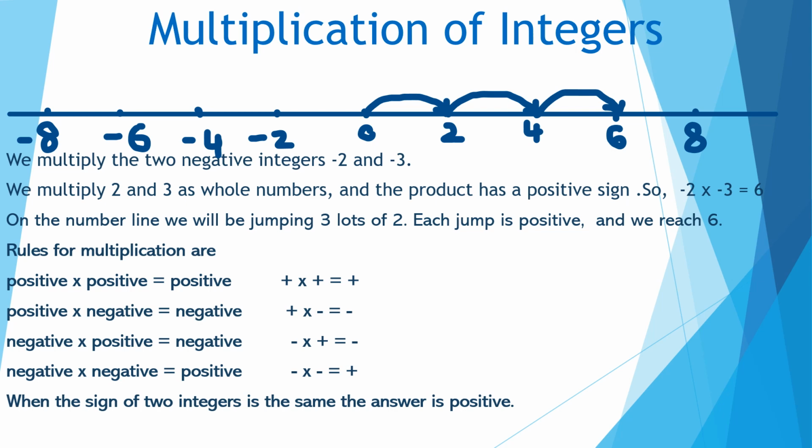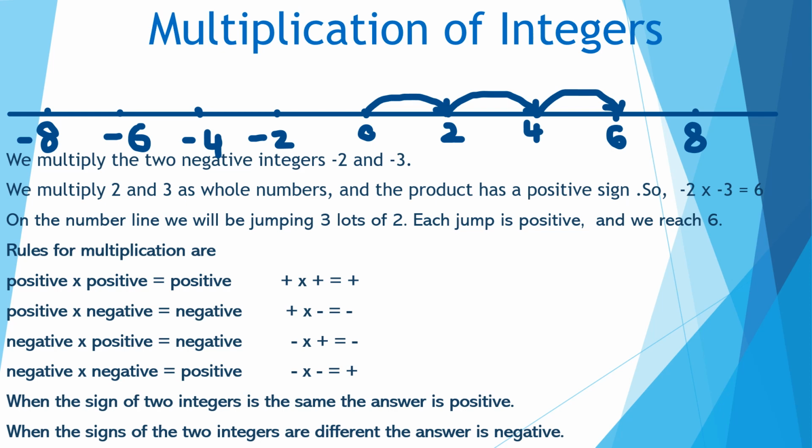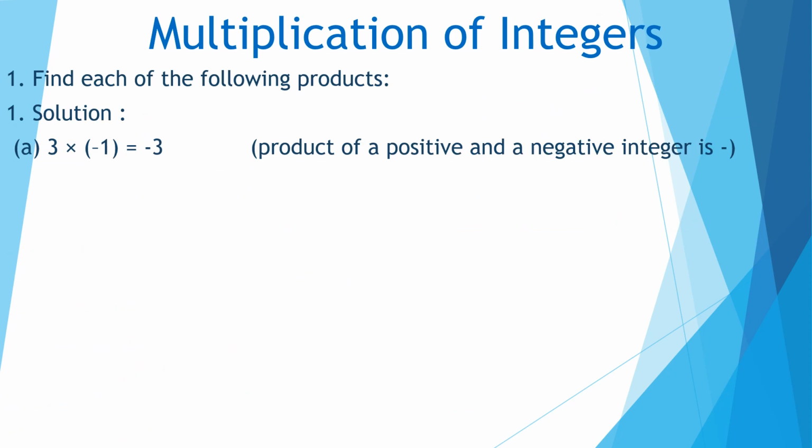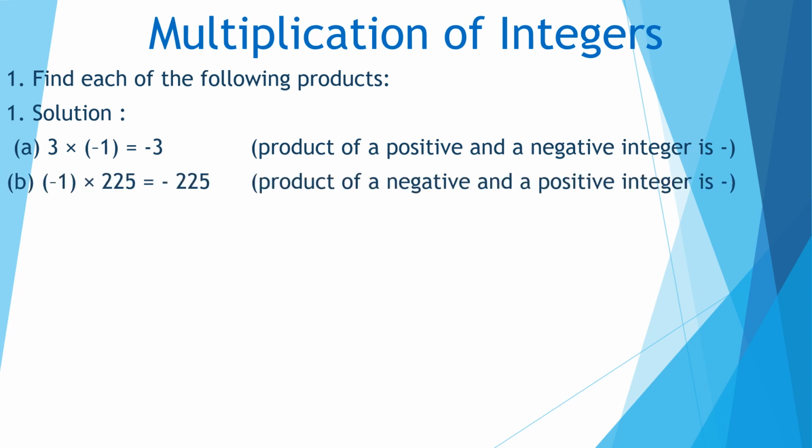Now when the sign of two integers is the same, the answer is positive. When the signs of the two integers are different, the answer is negative. Now let us find some products. 3 multiplied by negative 1. A positive integer multiplied by a negative integer will be a negative integer. So minus 3 is the result.